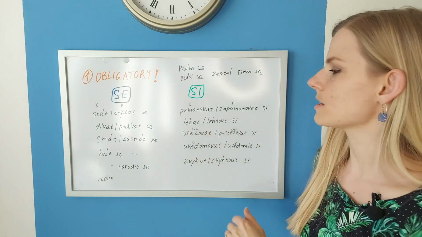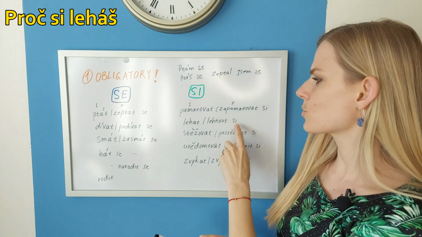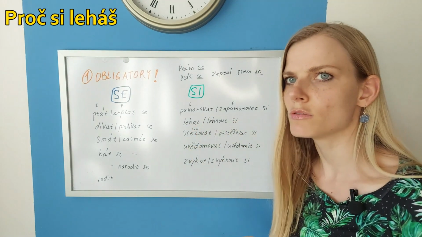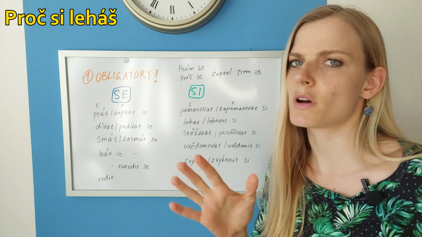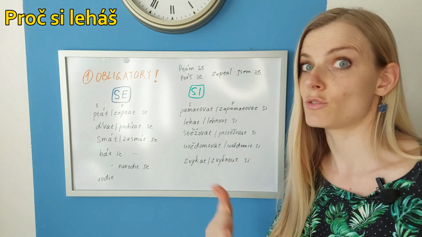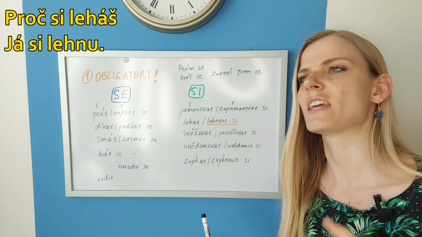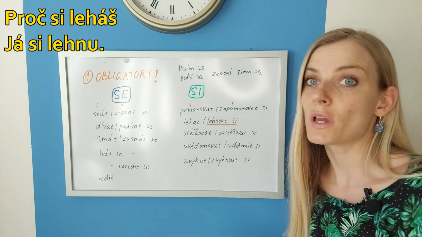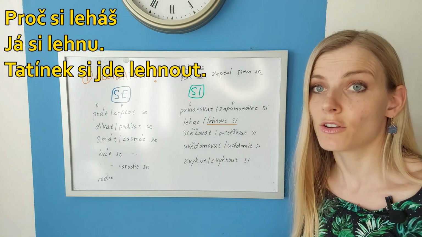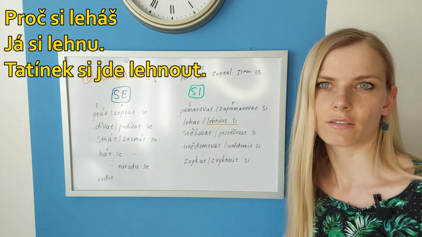Lehat and lehnout si. To lay down. Proč si leháš? Why are you laying down? As in like, why are you getting ready to lay down at this moment? We use the perfective form much more. Lehnout si, já si lehnu. I will lay down. Tatínek si jde lehnout. Dad is going to lay down.